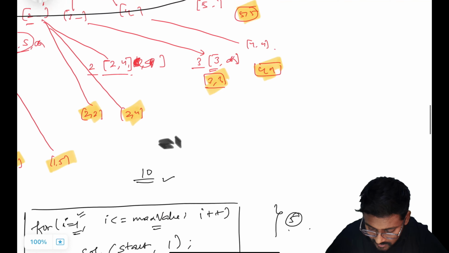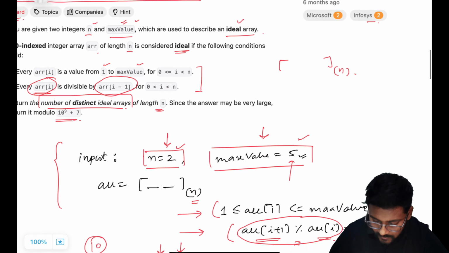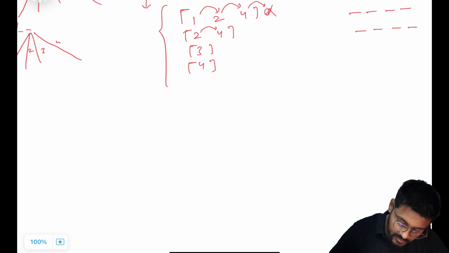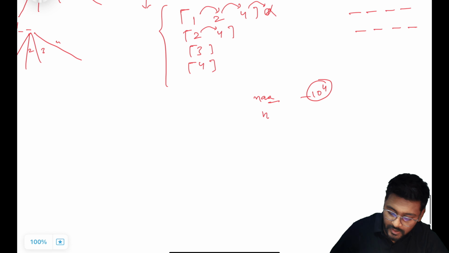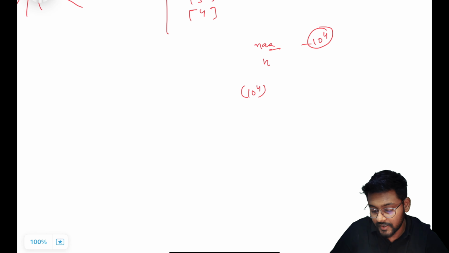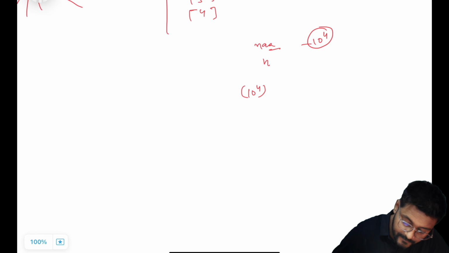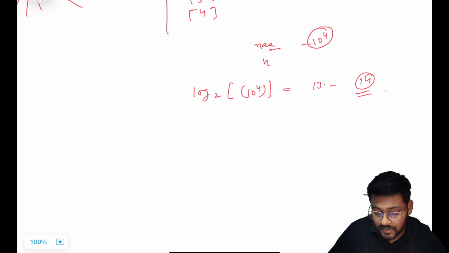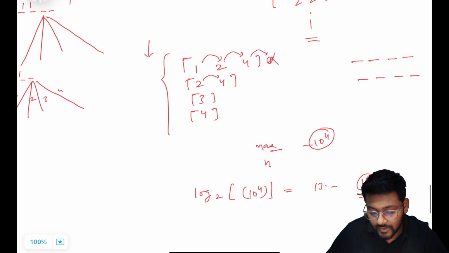And as per the constraints, did I capture the constraints? No. In the constraints, I saw that max value and n go up to 10 to the power 4. If I write this in terms of powers of 2, I have to take log base 2 of this value, and it comes around 13 point something. Let's say it is around 14. In this case, the depth of this recursion tree will be 14.